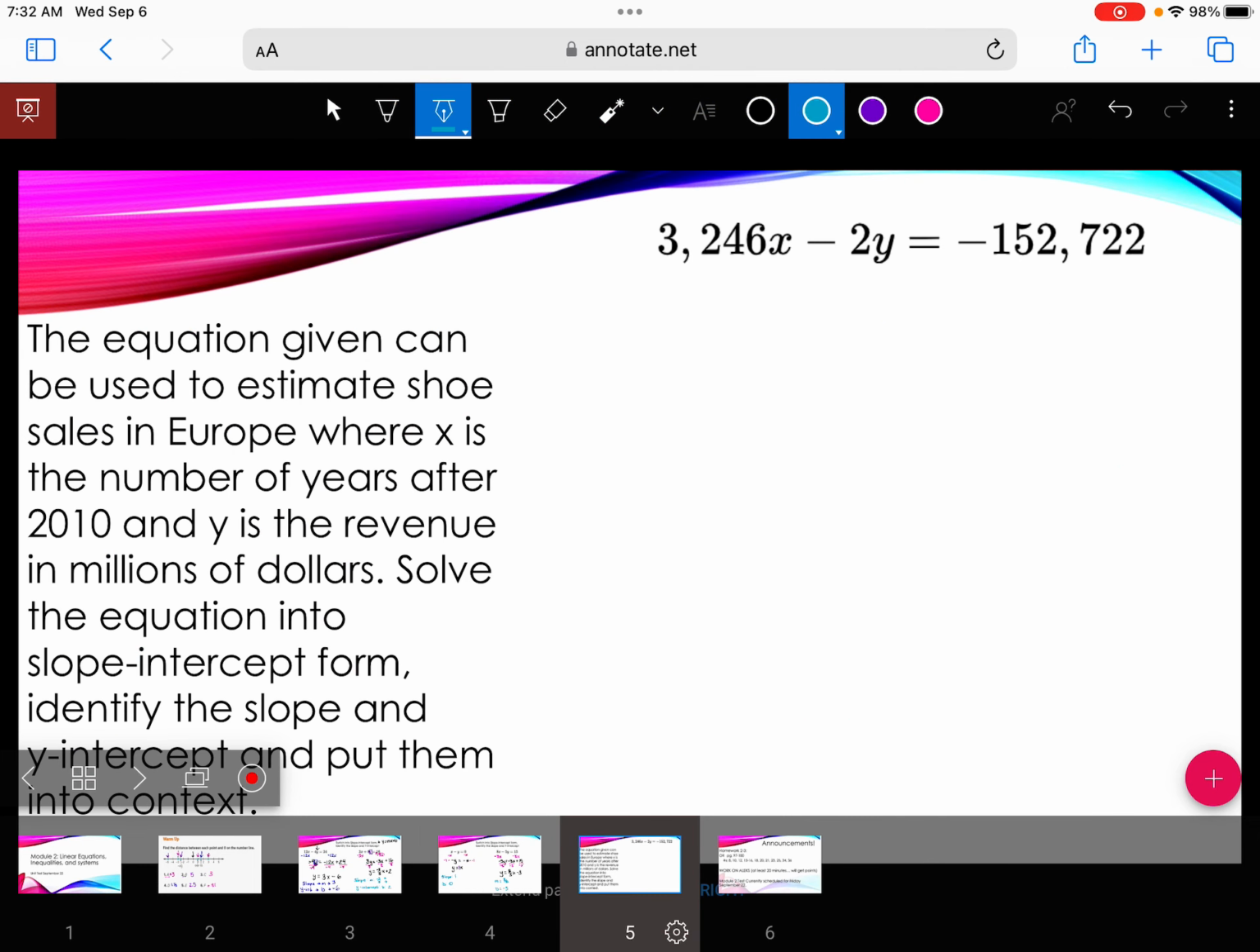We're going to do a story problem like this. It's a bit of a stretch, but it's a thing. So we've got this equation. The equation given can be used to estimate shoe sales in Europe, where x is the number of years after 2010 and y is the revenue in millions. We're going to solve the equation into slope-intercept form, identify slope and intercept, and put them into context. First things first, put it into slope-intercept form and identify slope and y-intercept. Those are the two things we've been doing. The paragraph doesn't make any difference when we're just solving it for y.